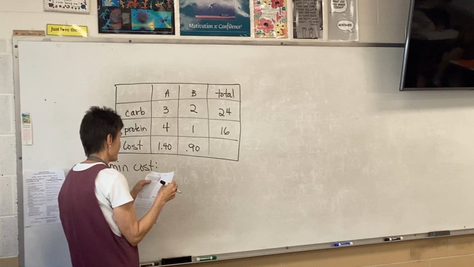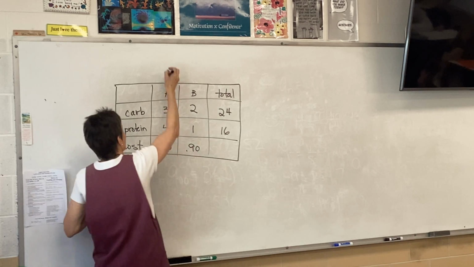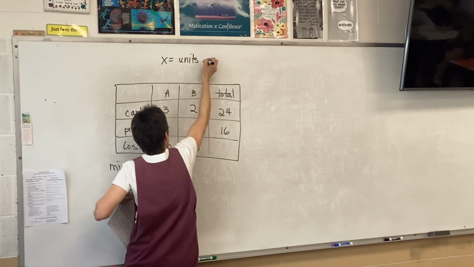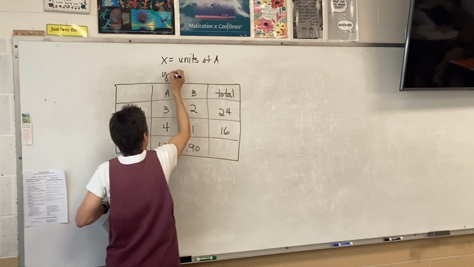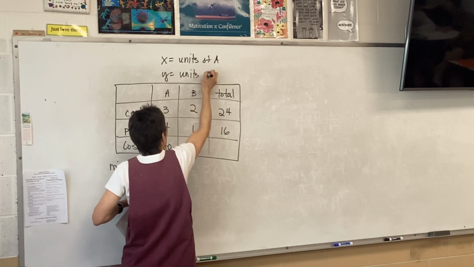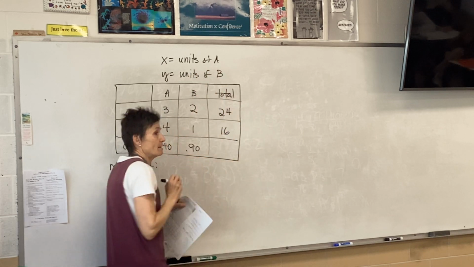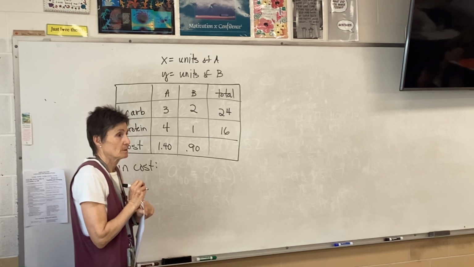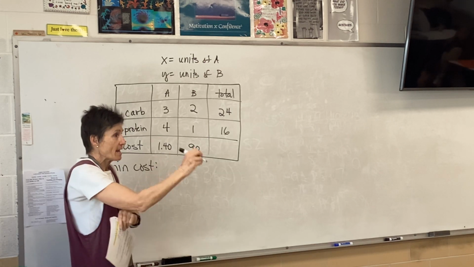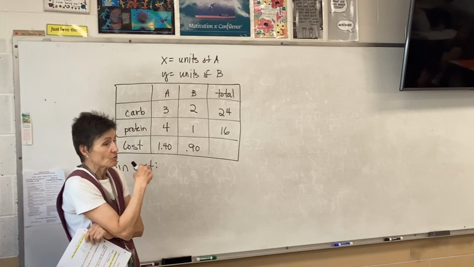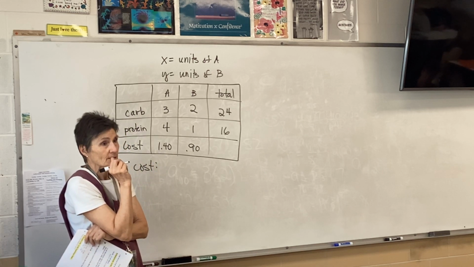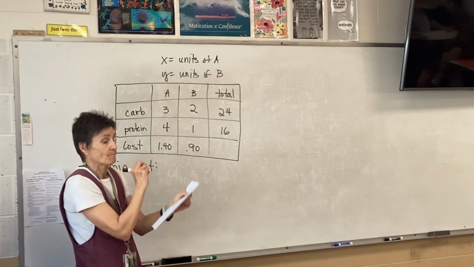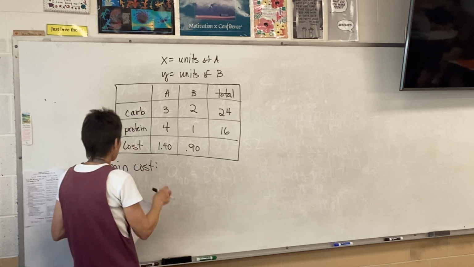How many units of each substance? So I'm going to let X be the units of A, and Y will be the units of B. Those are my unknowns, my variables. Now, is there anything about that you're not sure about? Is there anything about that we need to talk about? Okay, then I'm trying to minimize cost.